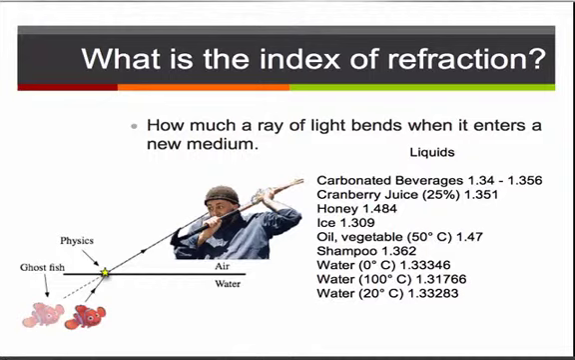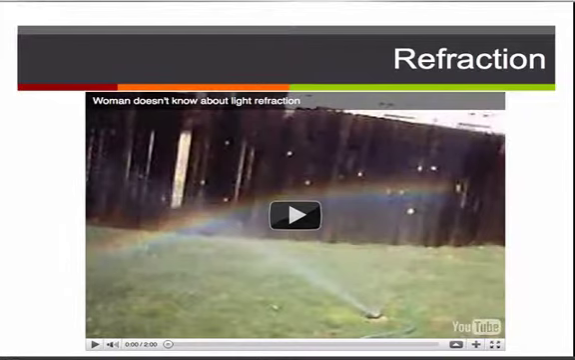Every different object has what's called an index of refraction. The index means a number, how much light bends when it enters that new medium. There's a list of objects there to the right on the page that are all liquids. But you can see that even though they're all liquids, there are some very different properties throughout those various numbers. Each one of those numbers tells you exactly how much light bends when it enters that new medium.